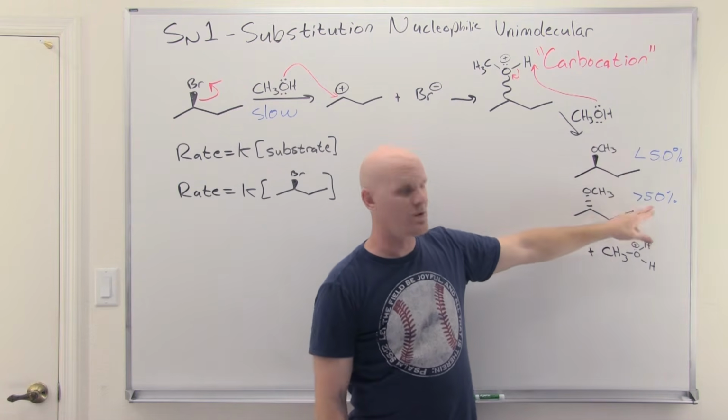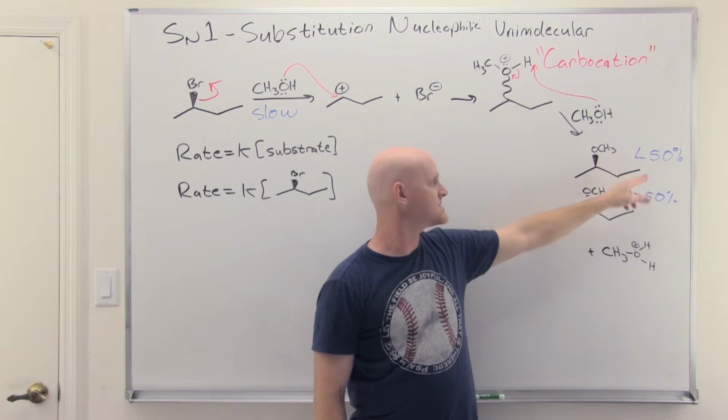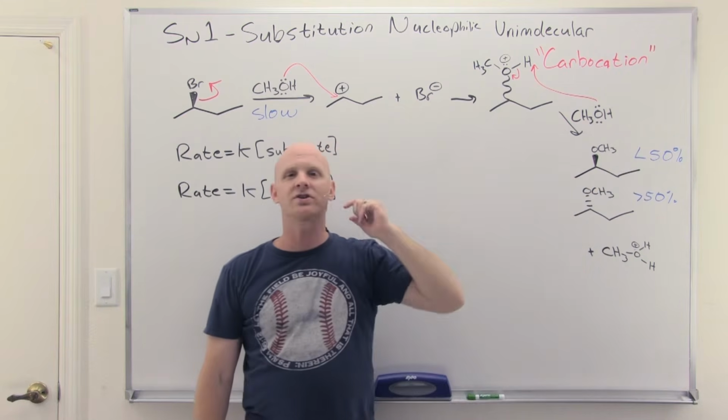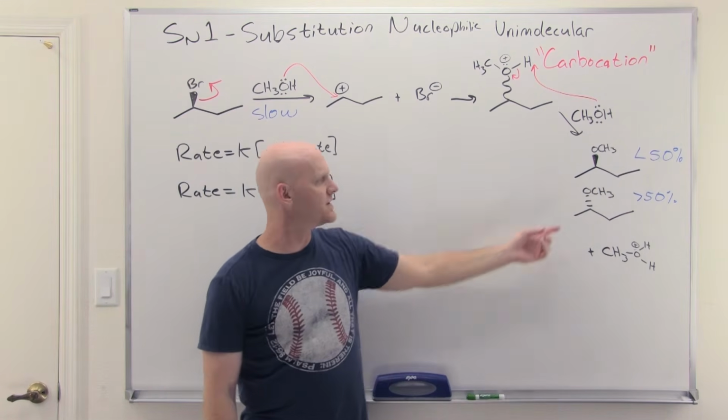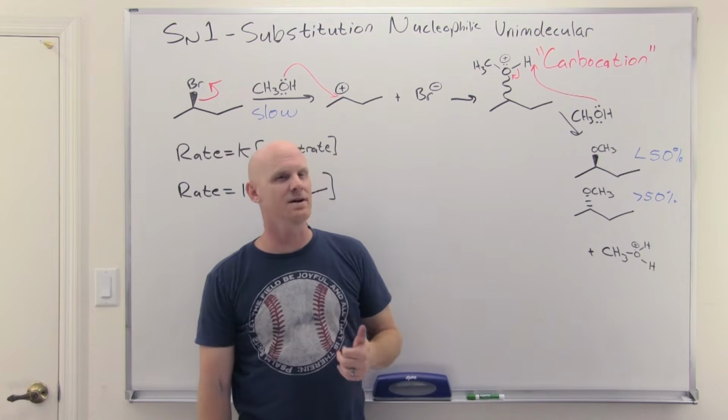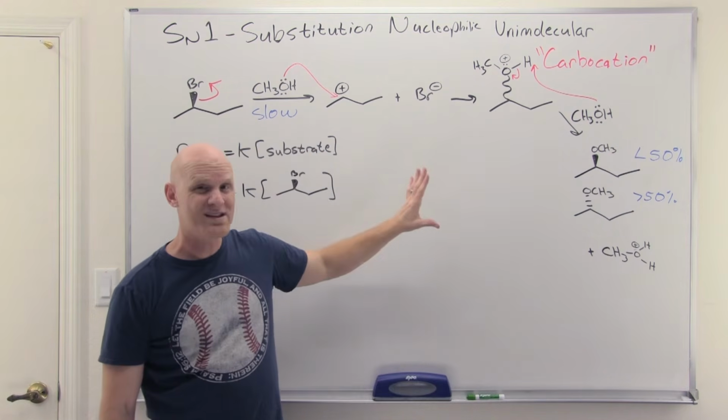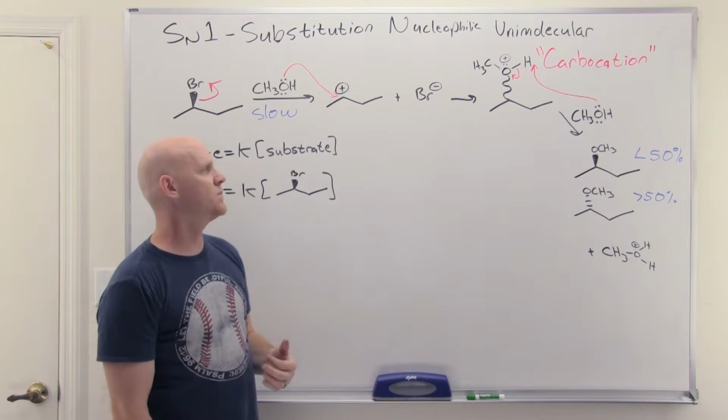So in this case, we don't want to define it anything more than saying a little higher than 50%, a little lower than 50%, but it's not a true racemic mixture. And you should know that for the inverted product, there's a slight excess of him. But again, we still say that racemization takes place in an SN1 reaction.